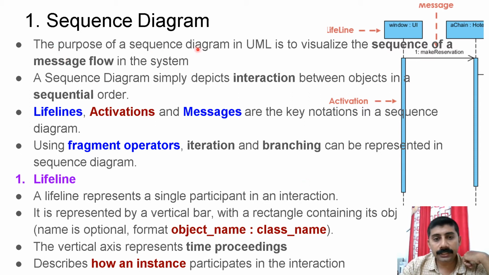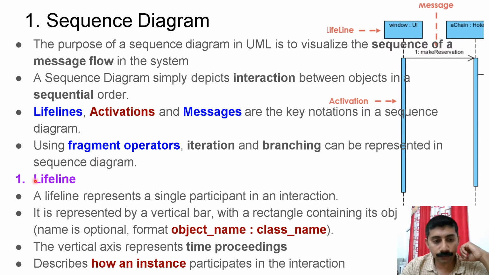The purpose of a sequence diagram in UML is to visualize the sequence of message flow in a system. A sequence diagram simply depicts the interactions between objects in a sequential order. Lifelines, activations, and messages are the key notations in a sequence diagram. Using fragment operators, iterations and branching can be represented in a sequence diagram. As I said, lifelines, activations, and messages are the key notations.